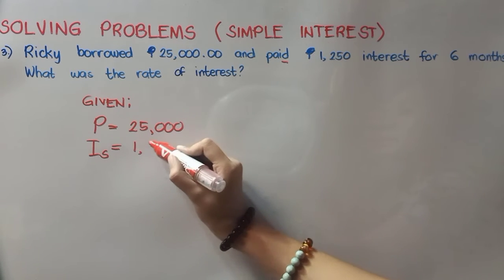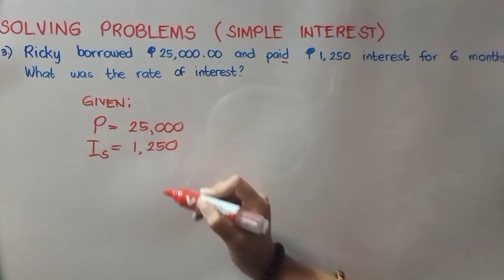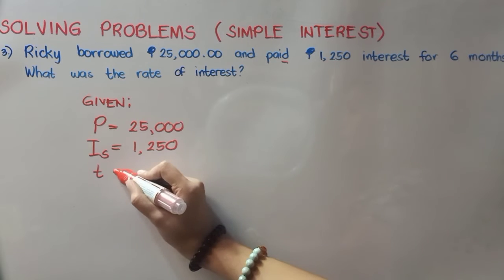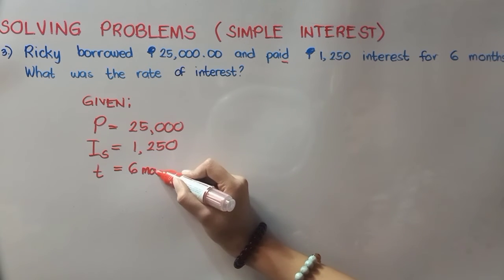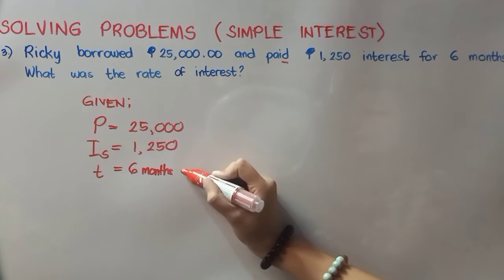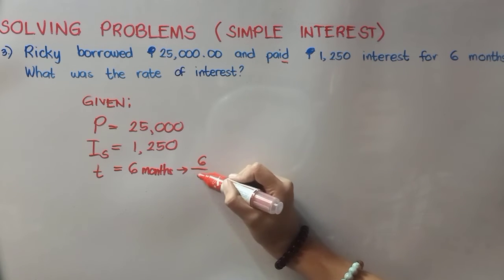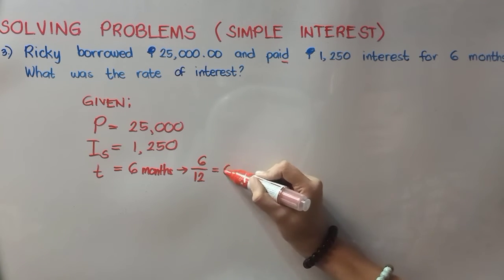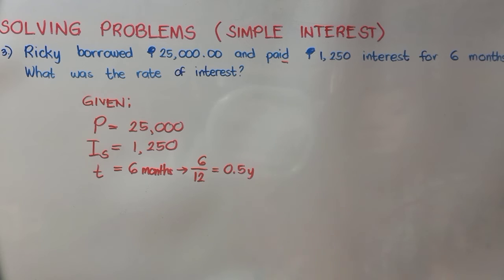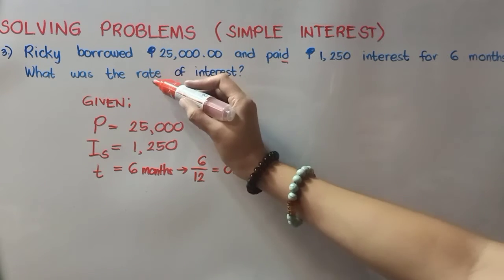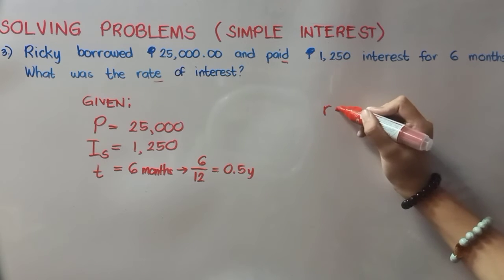And it was paid for 6 months. So 6 months here is our time. Since it's still in months, we have to convert it into years by dividing it by 12. This will give us 0.5 years. And now we will be looking for the rate of interest or R.